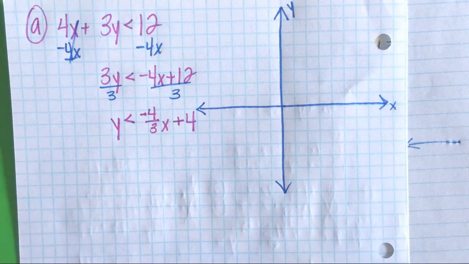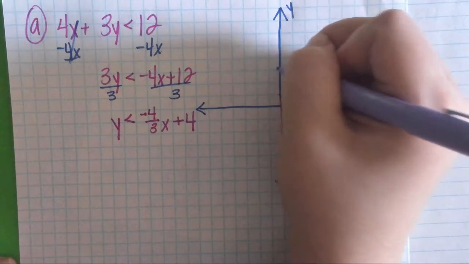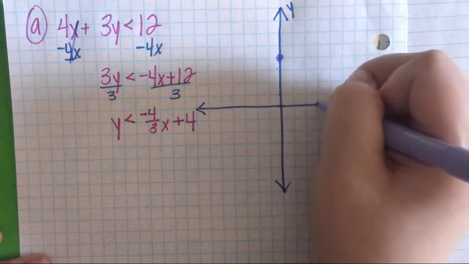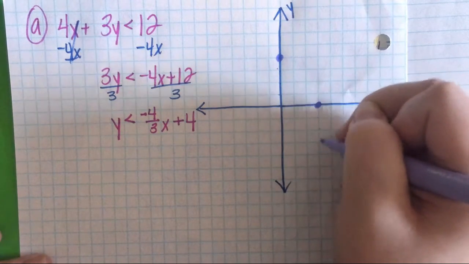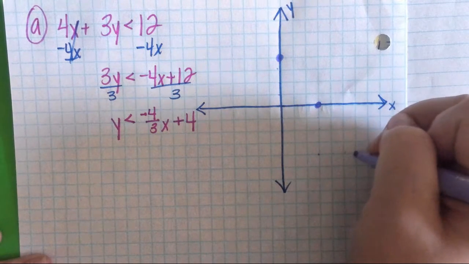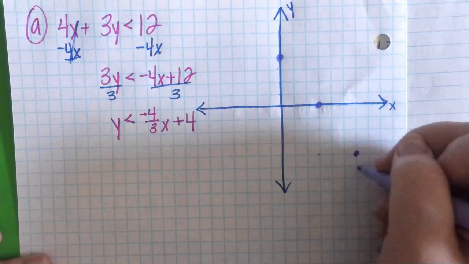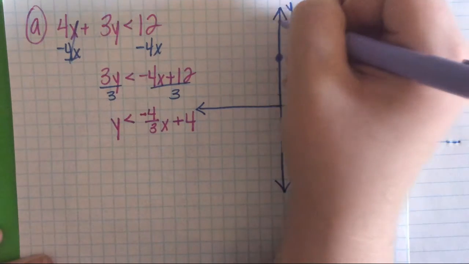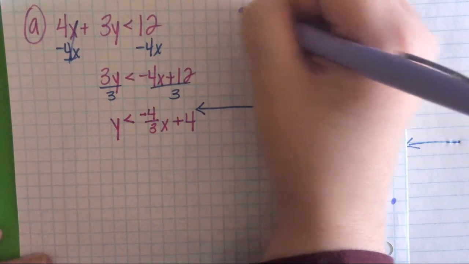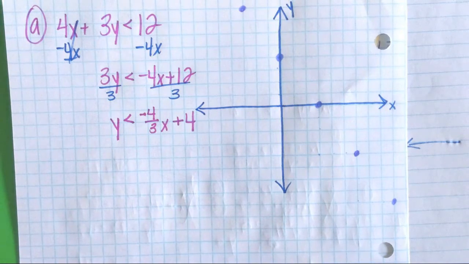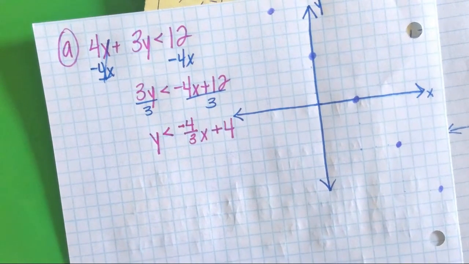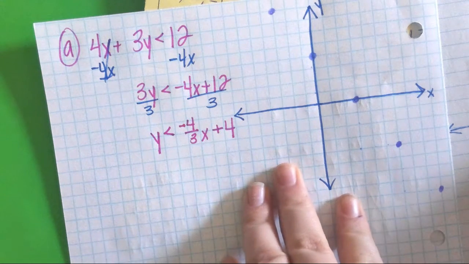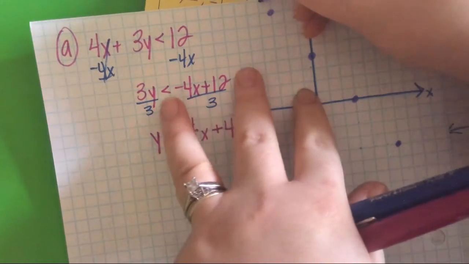Okay, it's negative 4/3 x plus 4, so I've got to go up to 4. 1, 2, 3, 4, and then down 4 over 3. Down 4 over 3. Okay, so I've got this line. When I connect the dots, do I do a dotted line or a solid line? Is it dotted or solid this time? Dotted, because it's just less than, so I need to dot my way down.